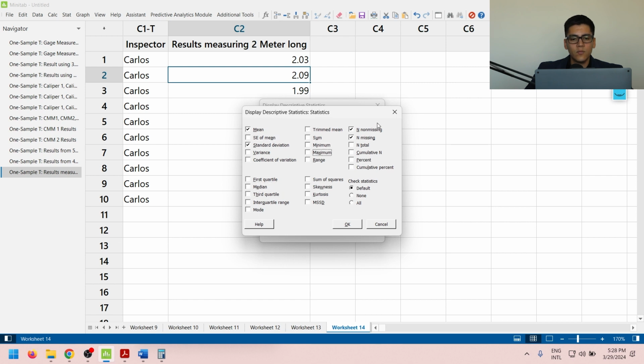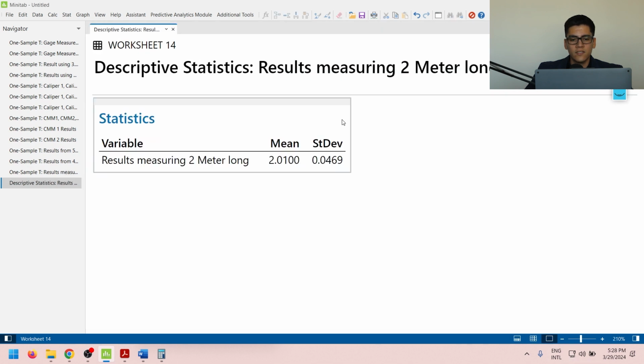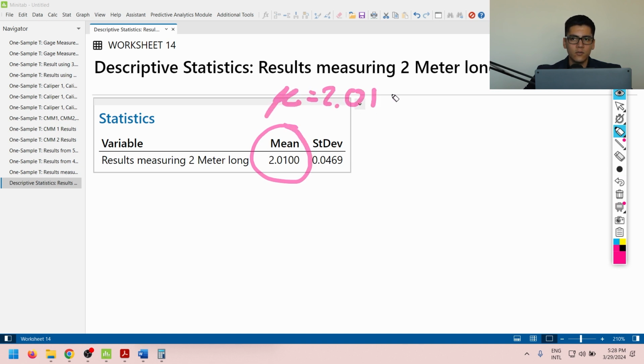I'm going to deactivate pretty much all of them, except for the mean and the standard deviation, to make it easier for students to visualize the results. So what Minitab is telling me right now is that if I grab all 10 samples and average them together, the mean is going to be 2.010.